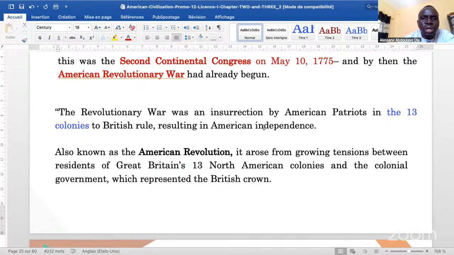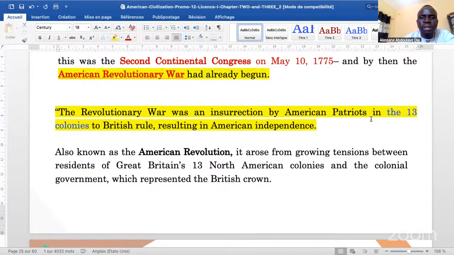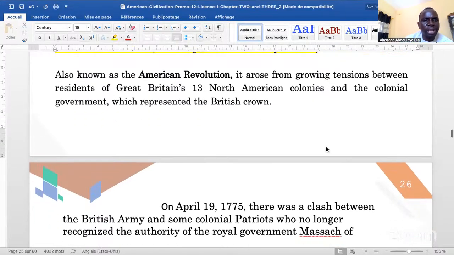The Revolutionary War was an insurrection, okay, by American patriots in the 13 colonies against British rule, resulting in American independence. So here, what does it mean? Many people refer to the American Revolution as the American Revolutionary War, la guerre d'indépendance. So here, all their objective was to have a war now. They are going to have a war against the British to get their independence.